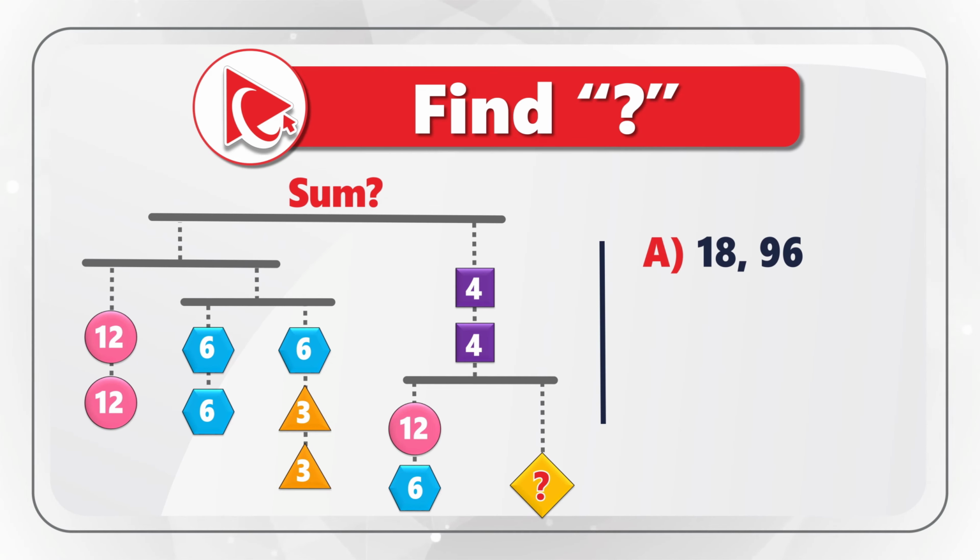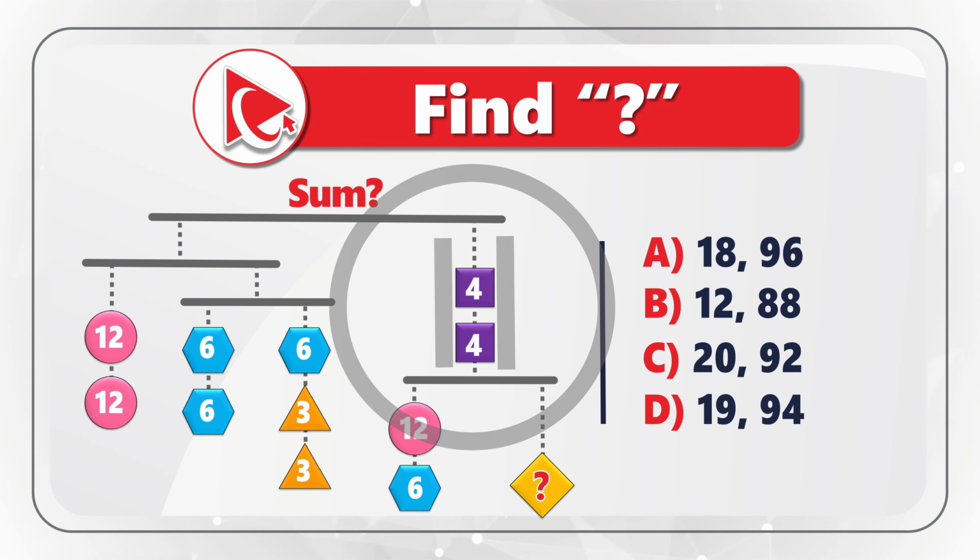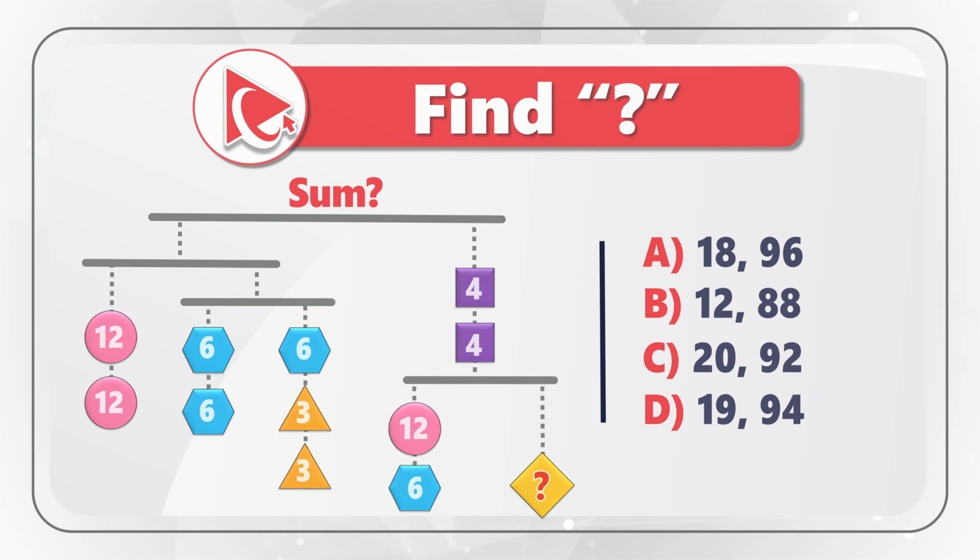Choice A, values 18 and 96. Choice B, values 12 and 88. Choice C, values 20 and 92. And last but not least, choice D, values 19 and 94. Take a close look, maybe pause this video to see if you can complete the calculations.